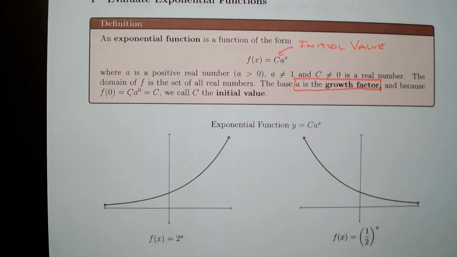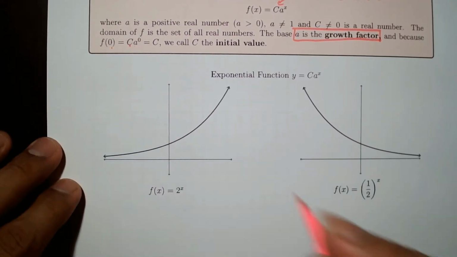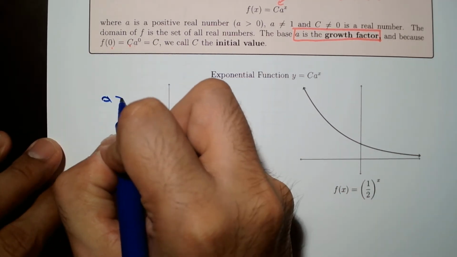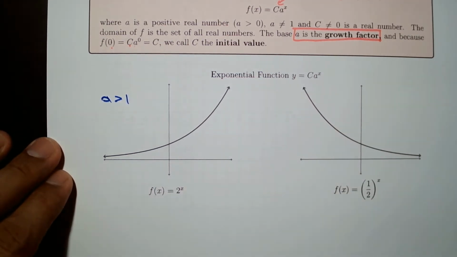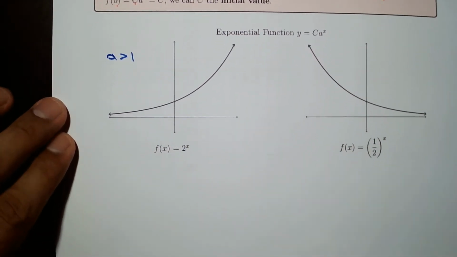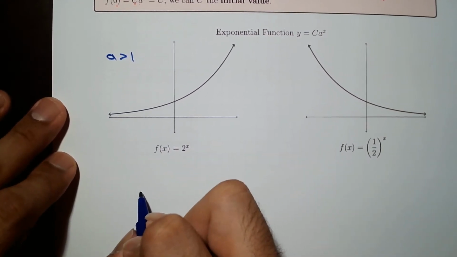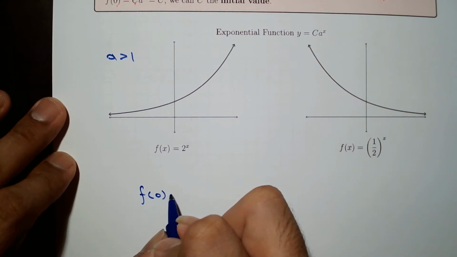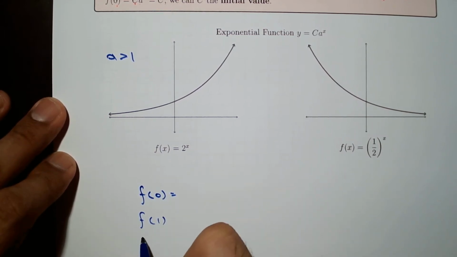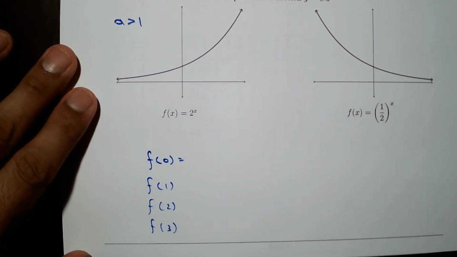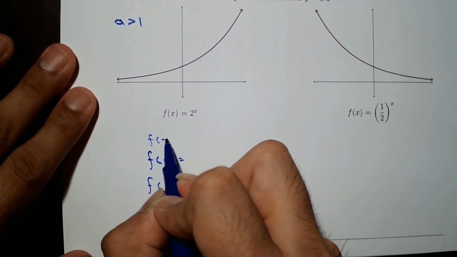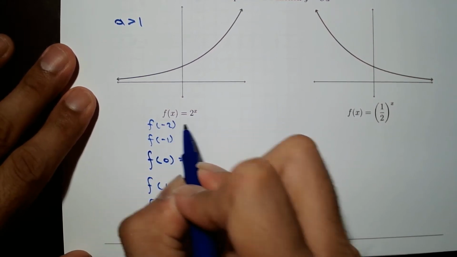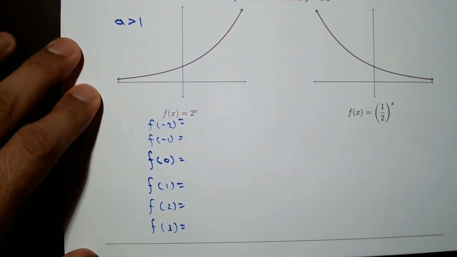Alright, so exponential functions, how do they look? Well, when a is a number greater than 1, we are going to have an increasing function like this one, 2 to the x. To evaluate these functions, I'm going to make a quick table, a quick list: f of 0, f of 1, f of 2, f of 3, just a few of them, not too many. And we can go with negative numbers, f of -1, f of -2, of course.